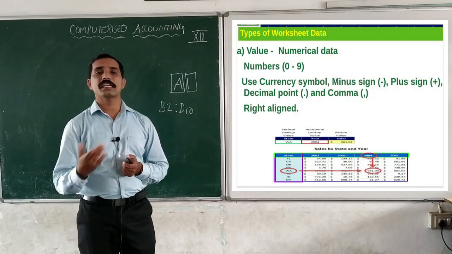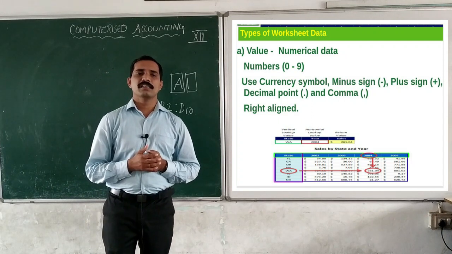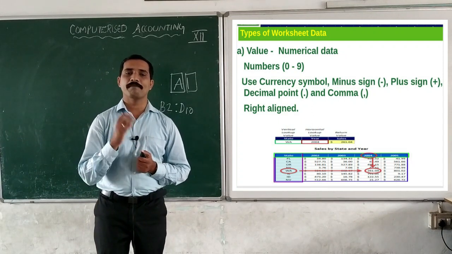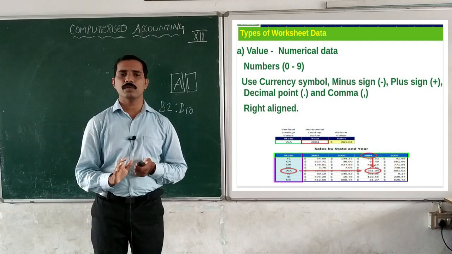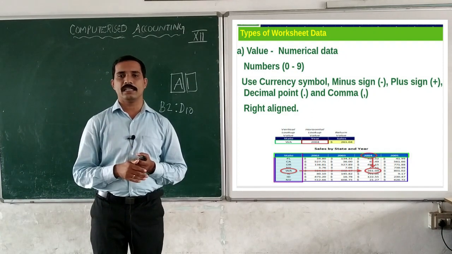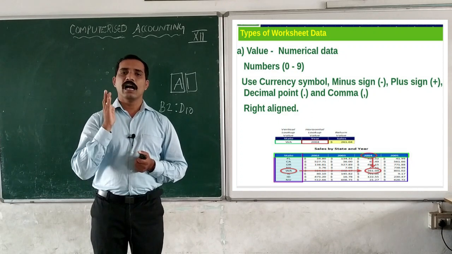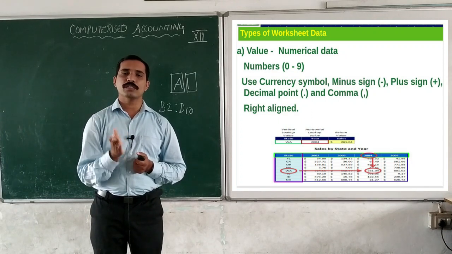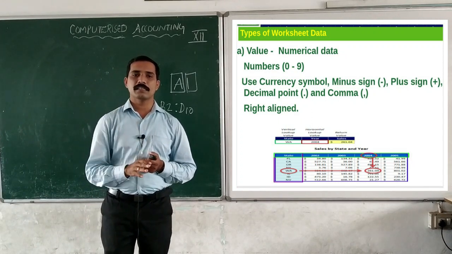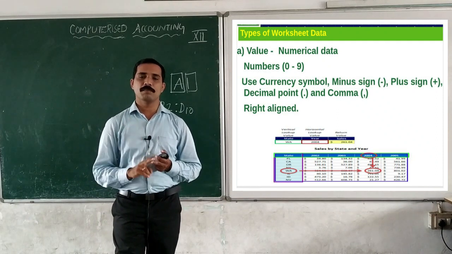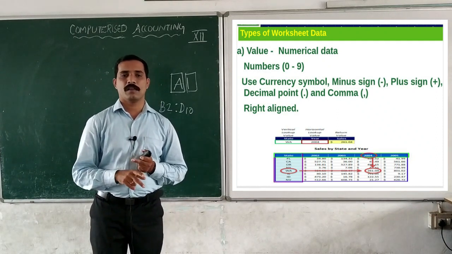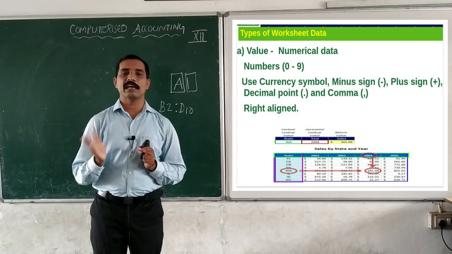Types of worksheet data. See, in that first one, what is it? Value. What is values? Values means numerical data. In values we can use currency symbol, minus sign, plus sign, decimal points, comma. Okay. Values are always right aligned.